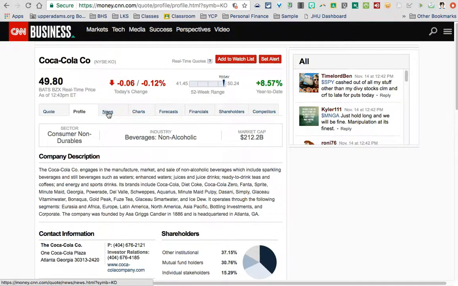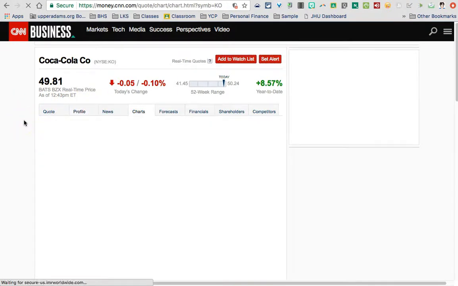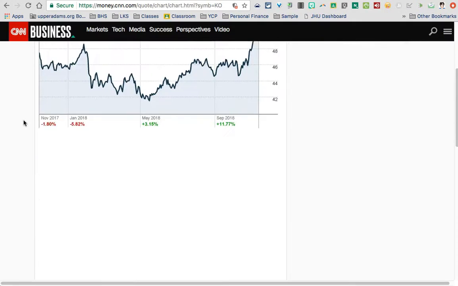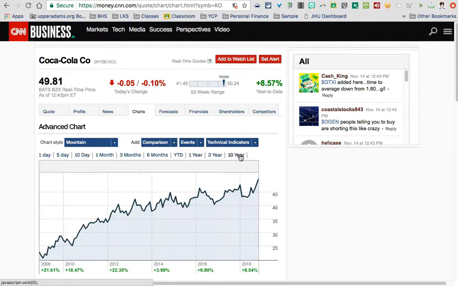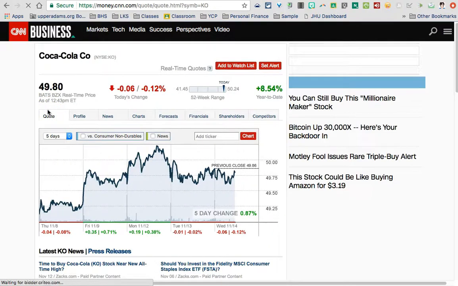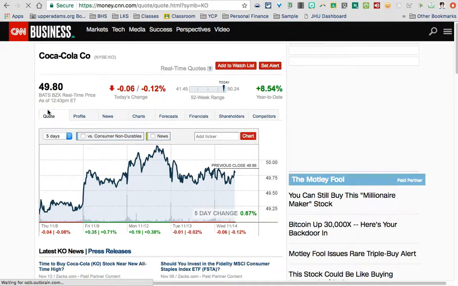News will give you any time that they've been in the news or a press release has been issued. Your charts, again, will give you some more charts just to look at what's going on financially. And again, you can choose any one of these increments to look, 10 years. That's how they've been doing for the last 10 years. You can look at the forecast, a little bit more financials, shareholder, and who their competitors are. So I think this is the easiest place to come to get information for research on a company.